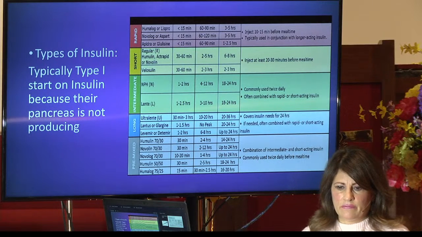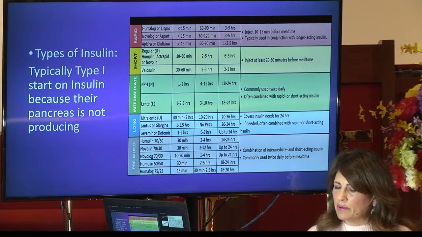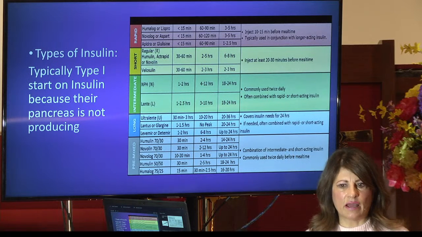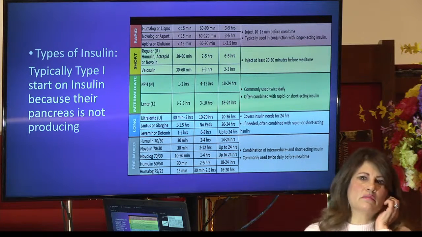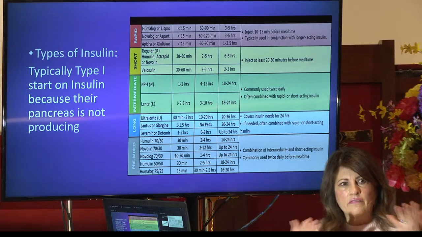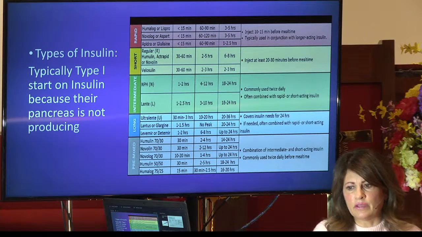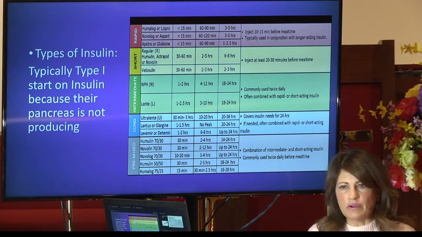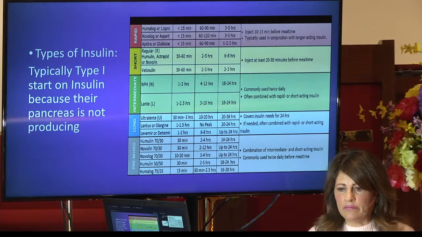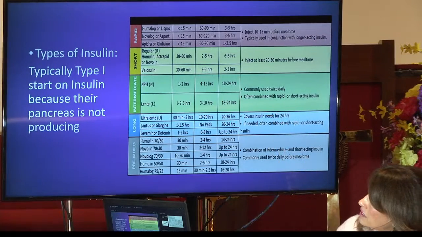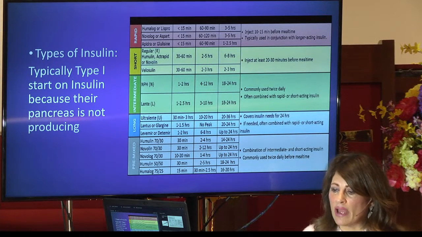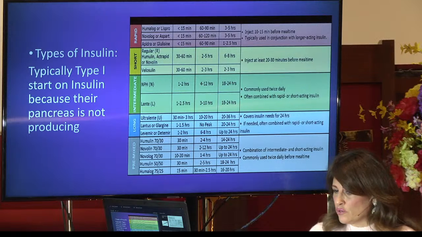So, types of insulin. Typically, type 1, I said this earlier, typically type 1 start on insulin because their pancreas is not producing. But that doesn't mean type 2 diabetics do not eventually have to go on some kind of insulin. There are different types of insulin. They're not all the same. So they have the rapid insulin. You inject it 10 to 15 minutes before meals. This is your Humalog. It says rapid or Lispro. Typically used with longer acting insulin. Then you have your short acting, which is injected at least 20 to 30 minutes before mealtime.